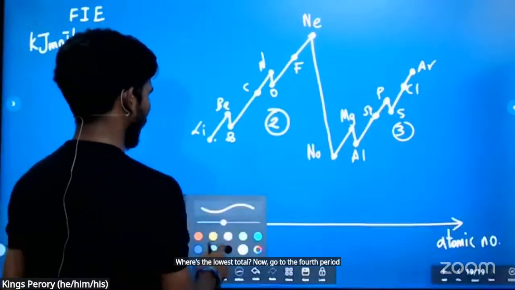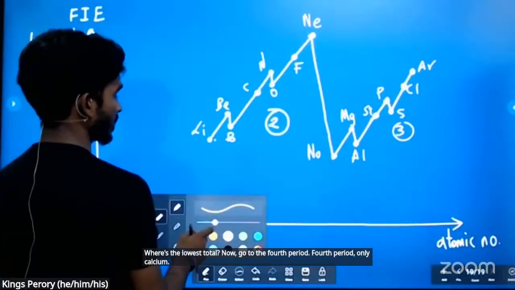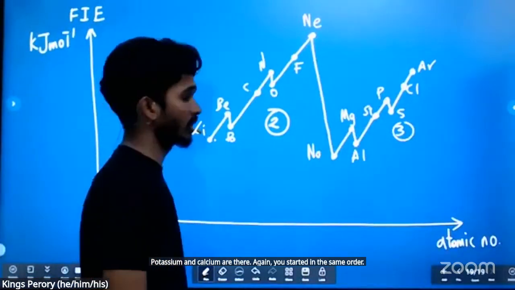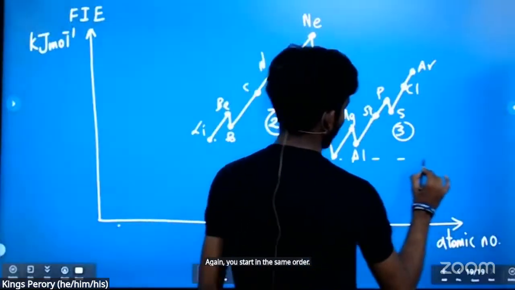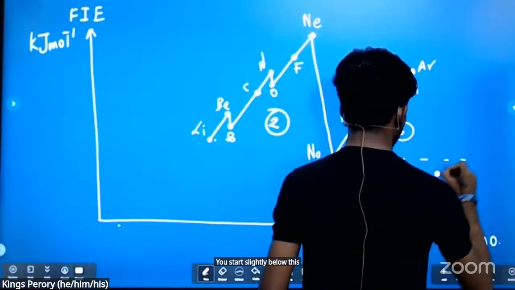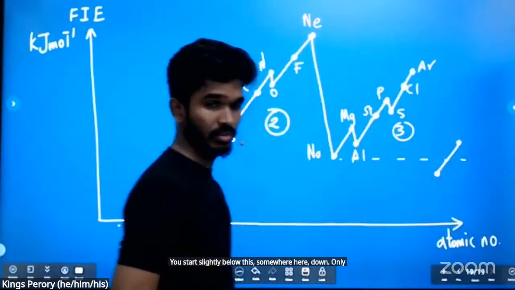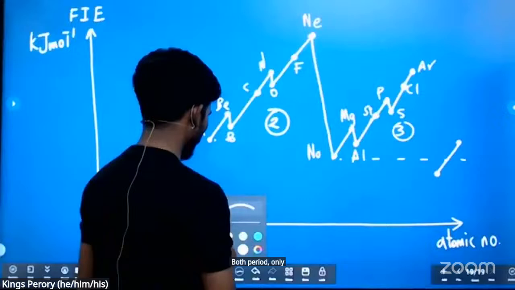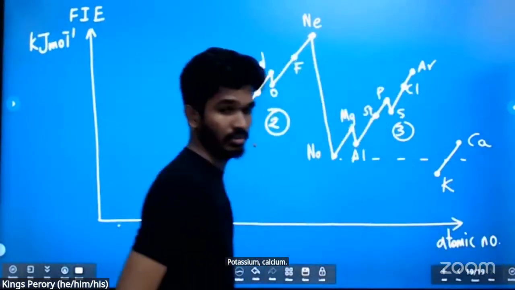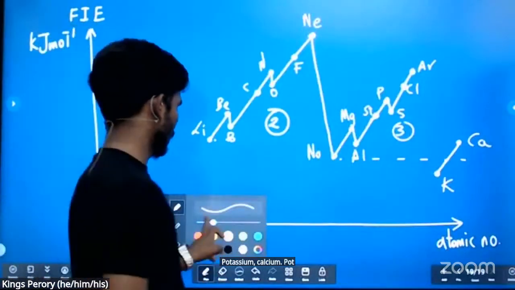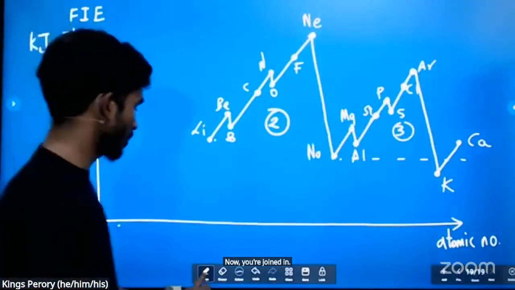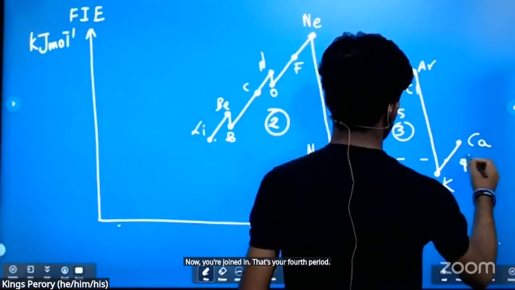Now go to the fourth period. In the fourth period, only potassium and calcium are there. Again, you start in the same order, slightly below this, somewhere here, down, up. Only two elements are there. What are the two elements? Potassium, calcium. Now you join them. That's your fourth period.